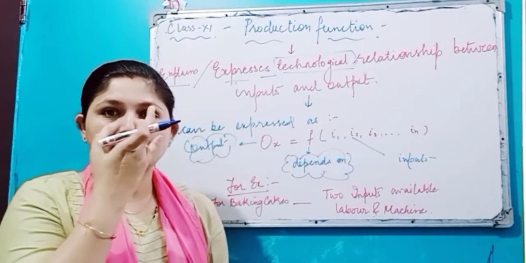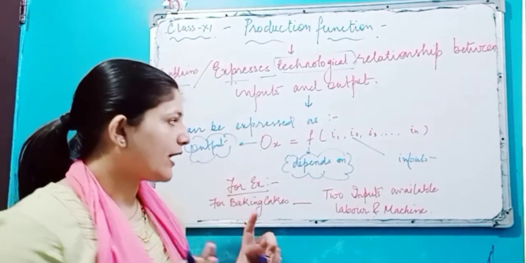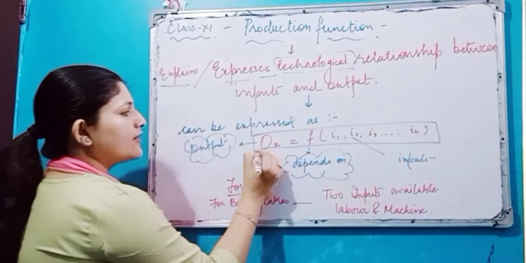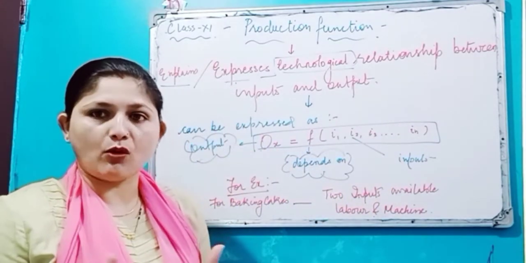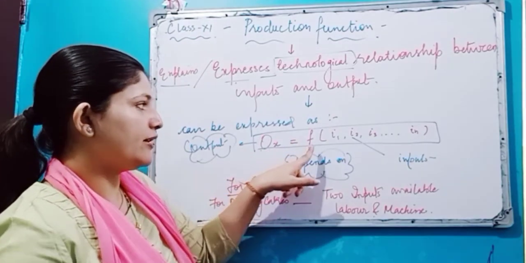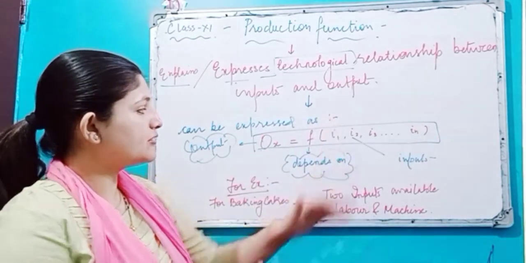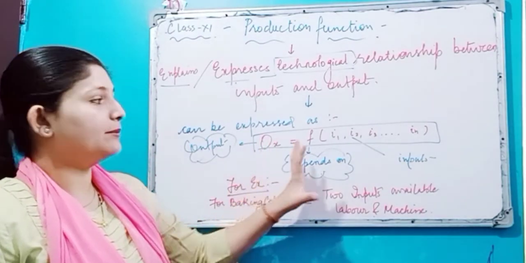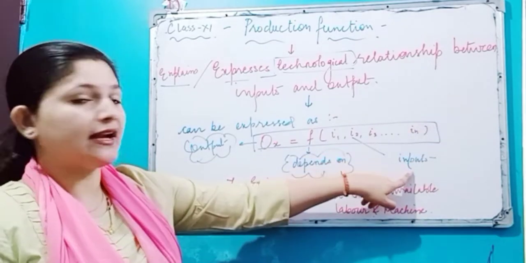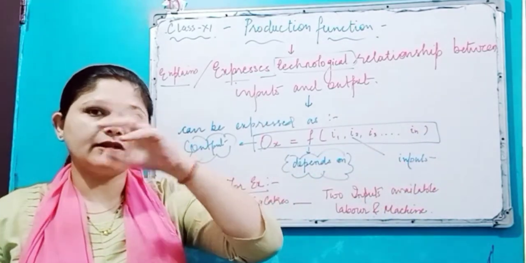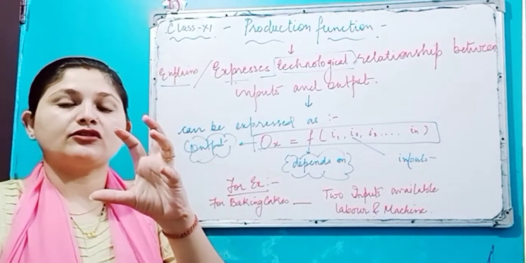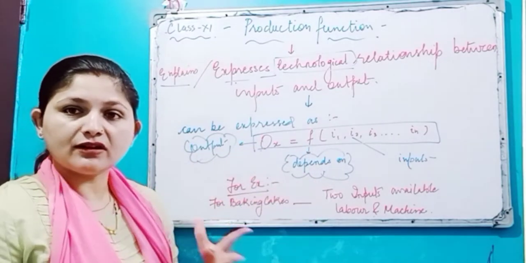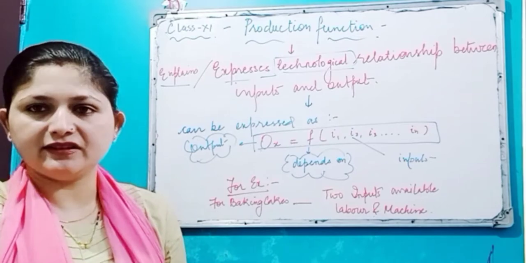Okay, and if we want to express this relationship algebraically, how can we express it? Suppose we are expressing this relationship for X commodity. Output of X is a function of various inputs. Function means it depends on. That means output of X commodity depends on these inputs. Here I stands for inputs. I told you all the raw materials in the production process would be referred to as inputs, and O means output. And what does this function mean? Function means depends on. All the math students would find it easy to understand.